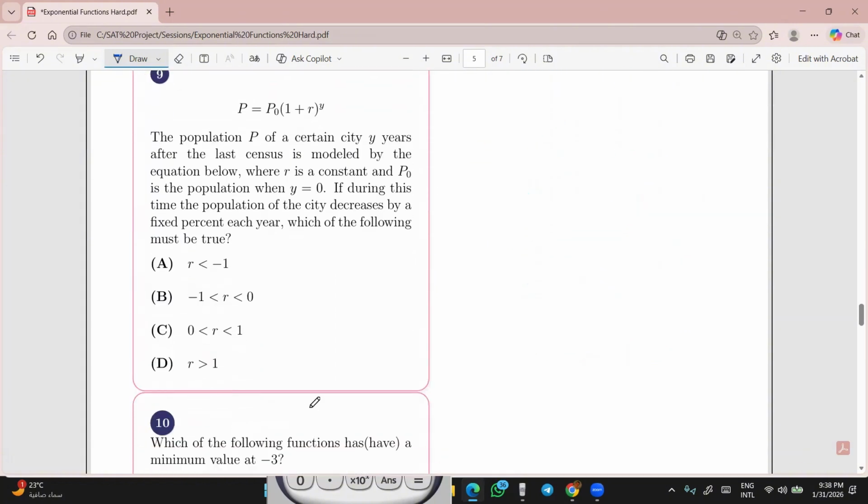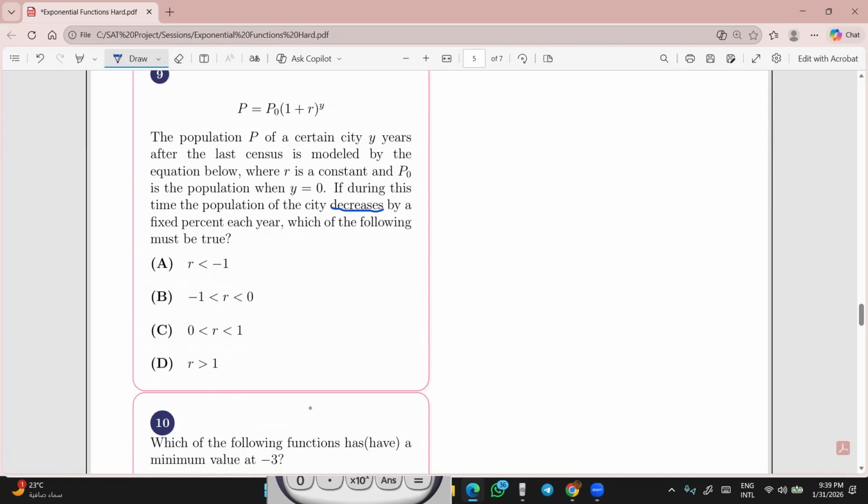Question number 9. P is equal to P naught times (1 plus r) to the power of y. The population P of a certain city y years after the last census is given by the equation above, where r is a constant and P naught is the population where y is equal to 0. If during this time the population of the city decreased by a fixed percent each year, which of the following must be true?